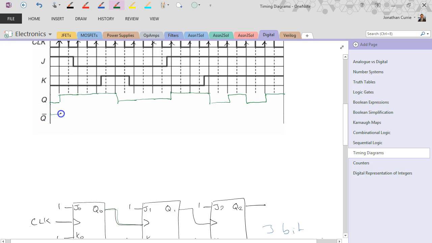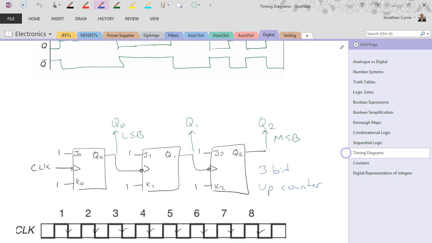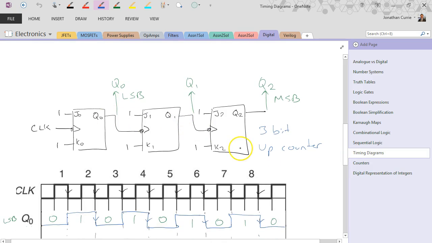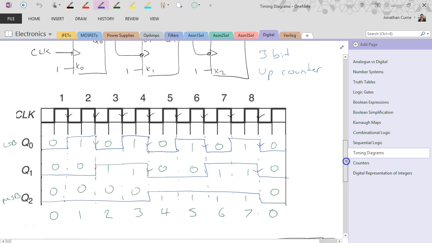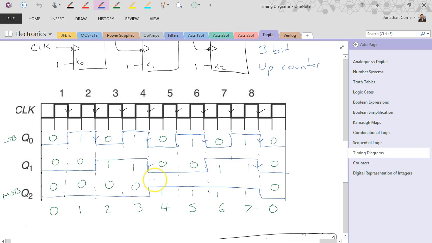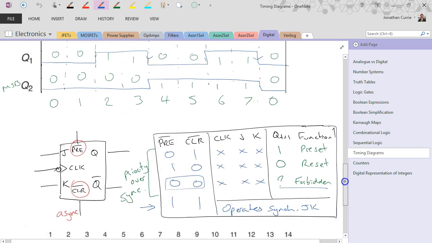Obviously the not Q output is easy to draw because you can just do the inverse of what you did for the Q. We also looked at placing JK flip-flops in series so that we could, when configured in a toggle mode, actually create a 3-bit counter, as we saw when we completed the timing diagram.